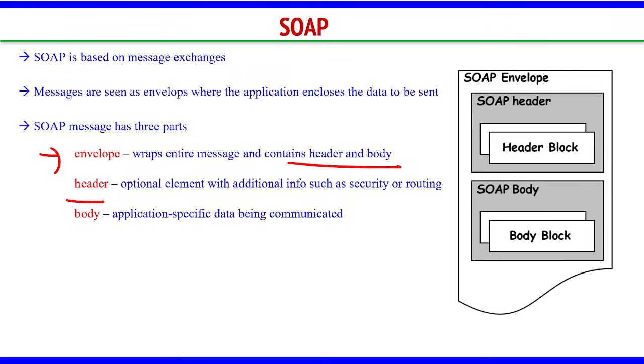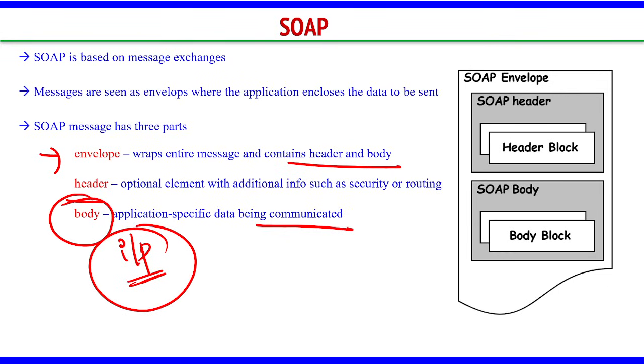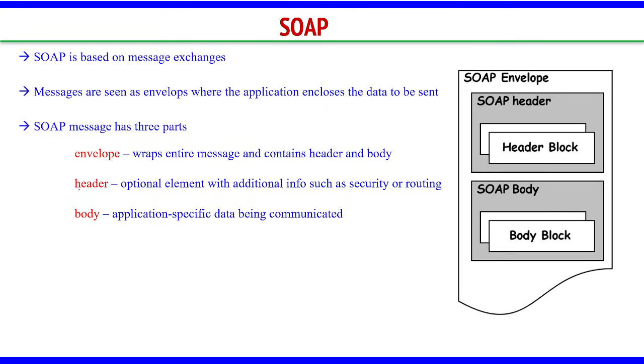The header contains the route, how to deliver the message to the destination. It tells how to reach that particular destination, and the body contains application specific data being communicated. The input which I want to send is kept in the body. The header is optional, whereas the body is mandatory because you are sending some input. Without input you cannot invoke the web service. It depends on the WSDL document. The WSDL document defines what input to send and what output you can expect. So there are 3 parts in a SOAP message: envelope, header and body.